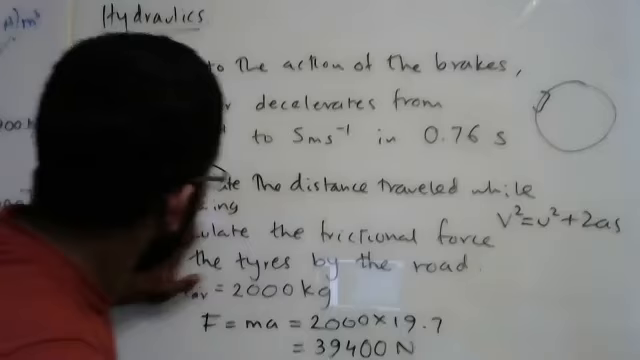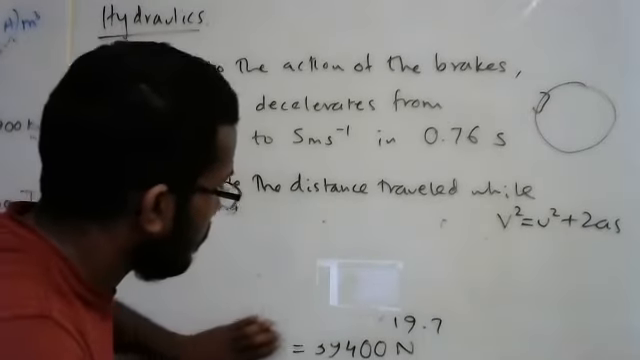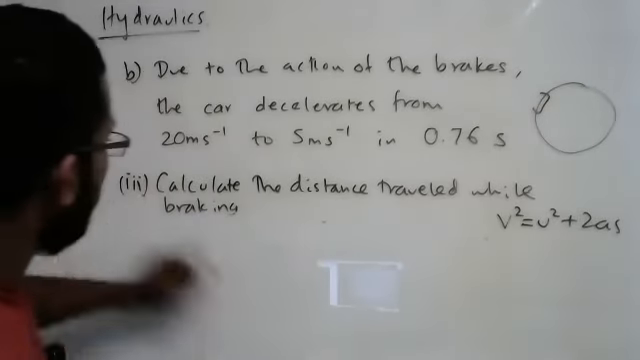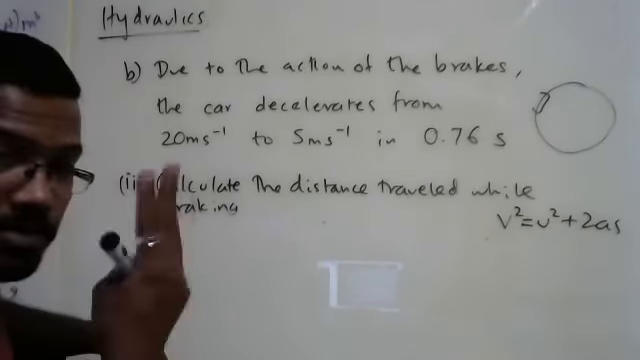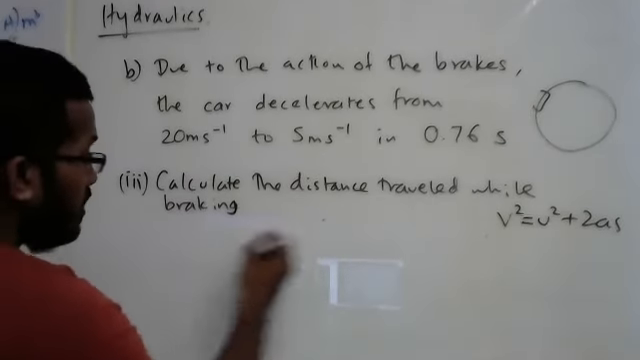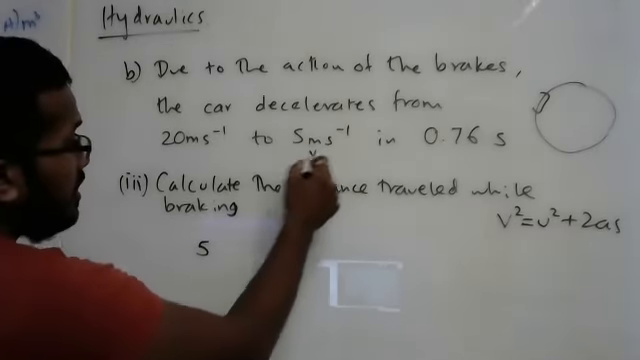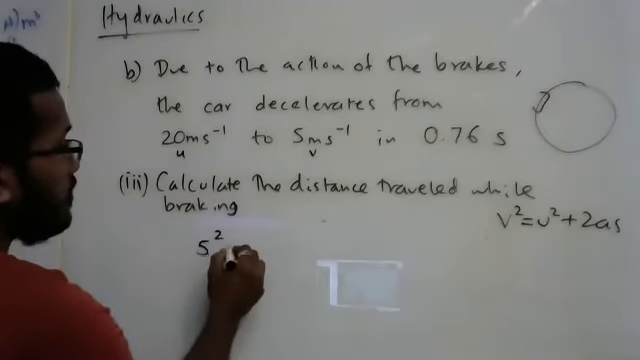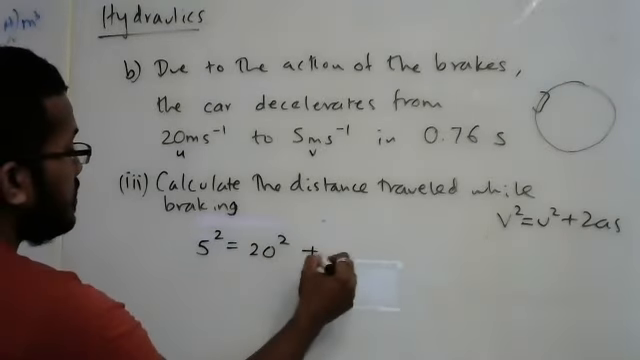So you only wrote one question of the two we already wrote. I only wrote this as part B. It's part B3. So for this you will use: now remember V is final velocity, u is initial velocity. So 5 square equals 20 square plus 2.